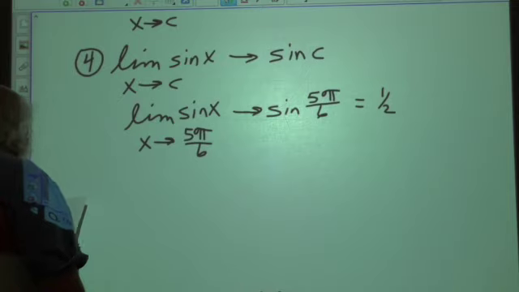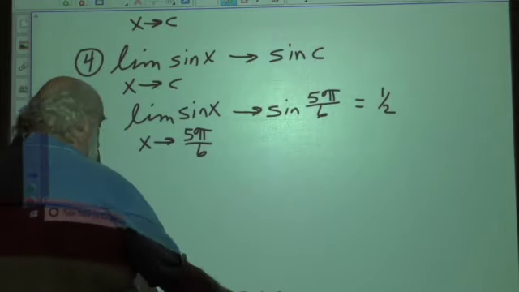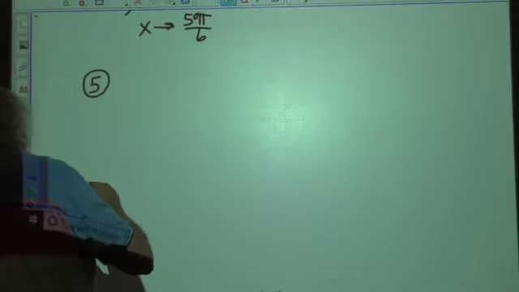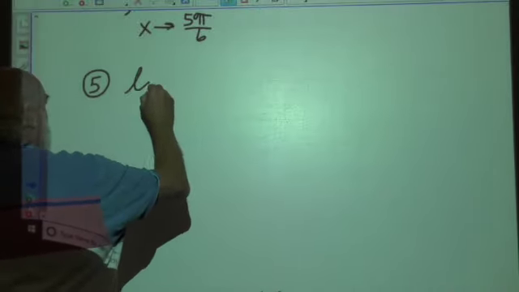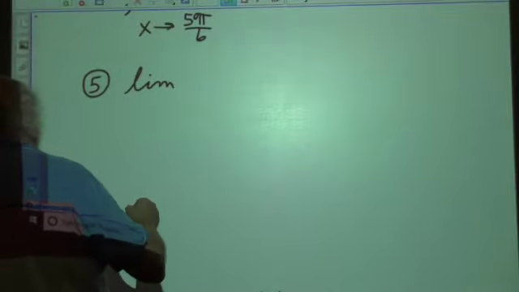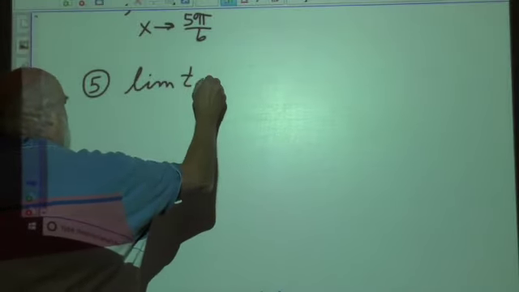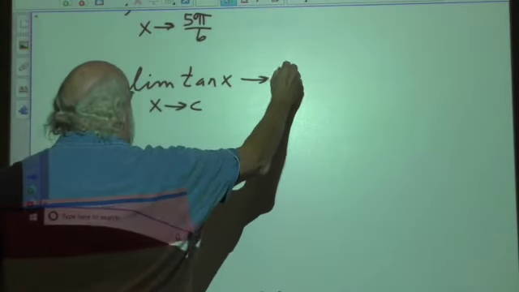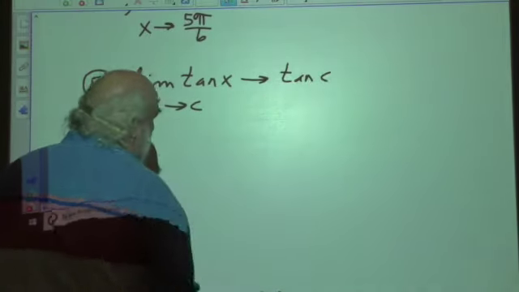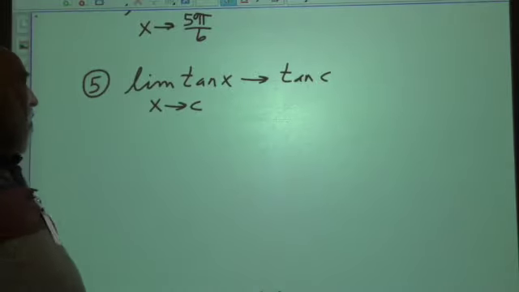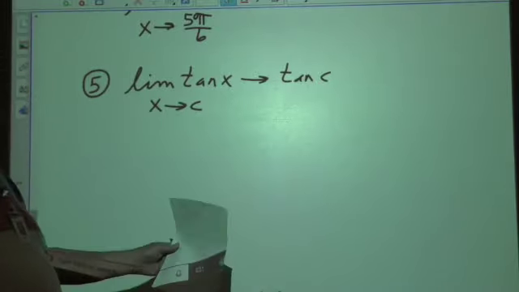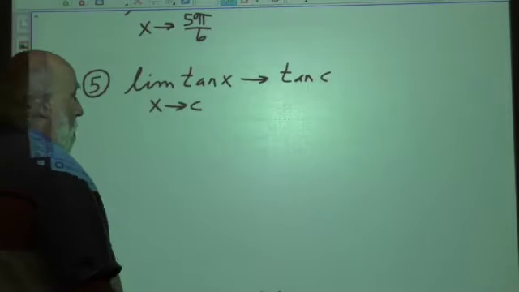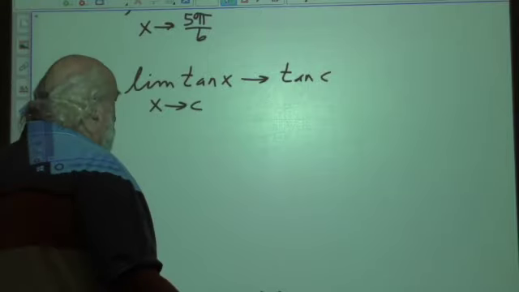And the last scenario I want to do with this deals with tangent. Again, going back to theorem 1.6, the limit of the tangent of x as x approaches c is just the tangent of c. So you can see what's happening here. The ones that we aren't going to do are cotangent and cosecant. It's exactly the same thing.